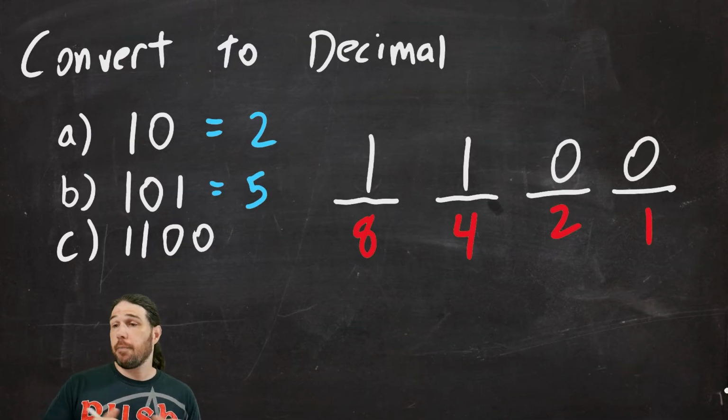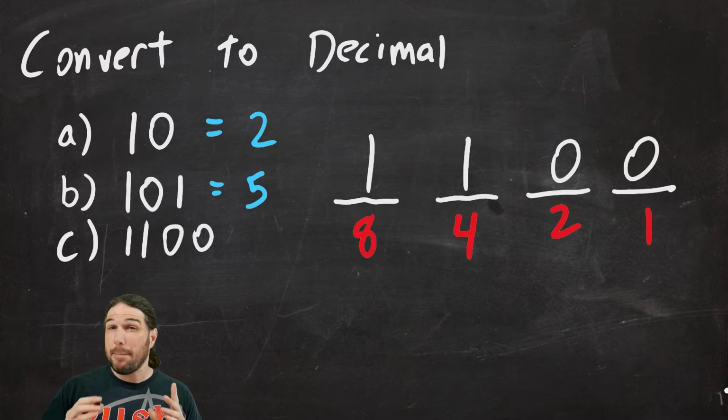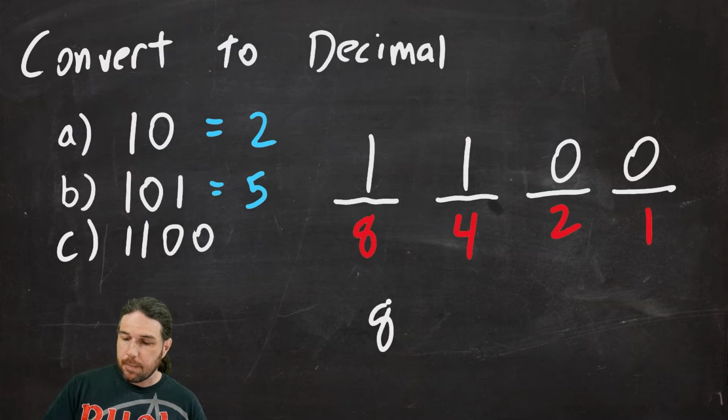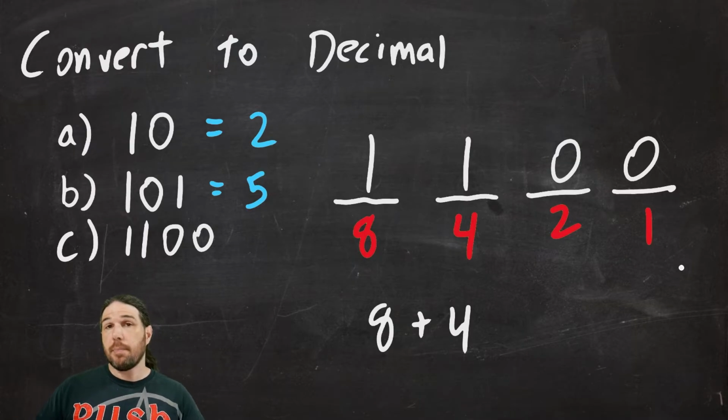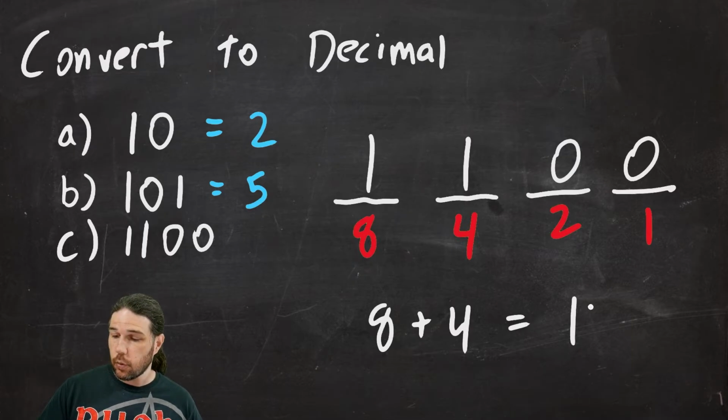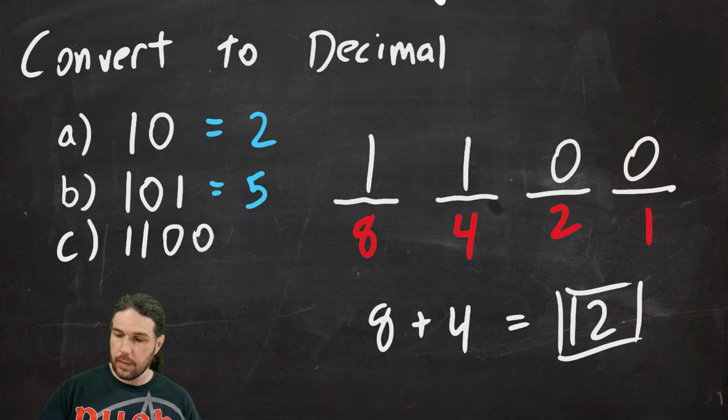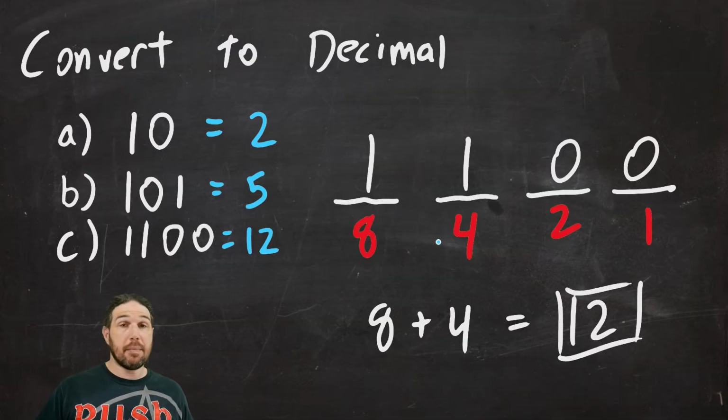Now here we have part C, 1100, and I bet some of you out there have already figured out what it is and are ready to go. We've got a 1 in the 8's position. We've got a 1 in the 4 position, and then we have zeros in both the 2 and the 1 position. Our final result is 8 plus 4 is 12. So 1100 is the same thing as 12.